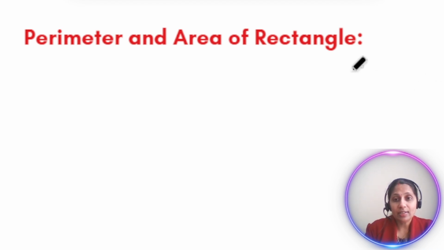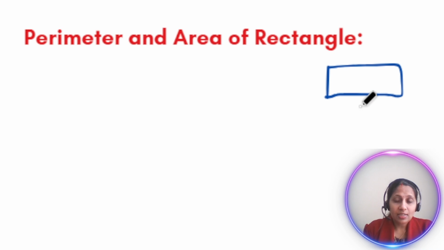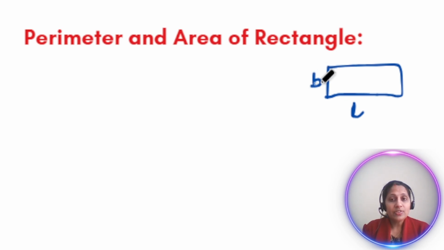Now, area of a rectangle. A rectangle is a shape where the opposite sides are equal. So since the opposite sides are equal, we'll denote them with different letters, which are L and B, length and breadth. For square, it's the same, so we used the same letter to denote all the sides. Here it is different, so two different variables.